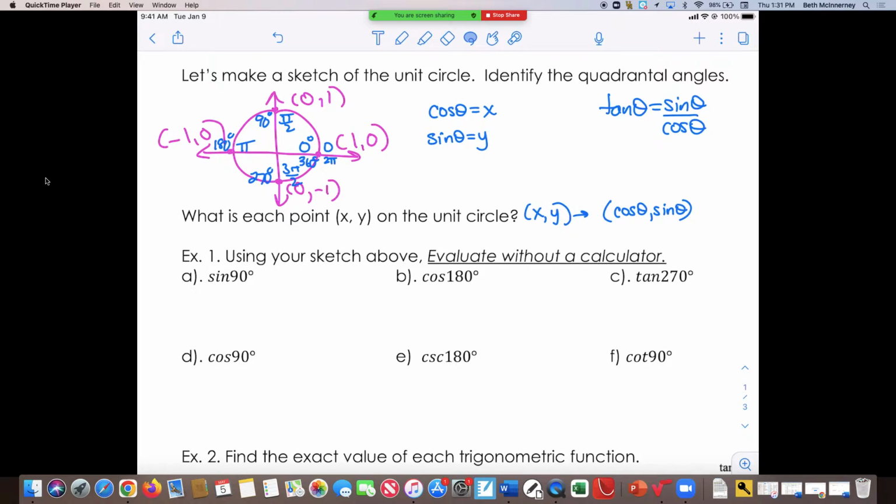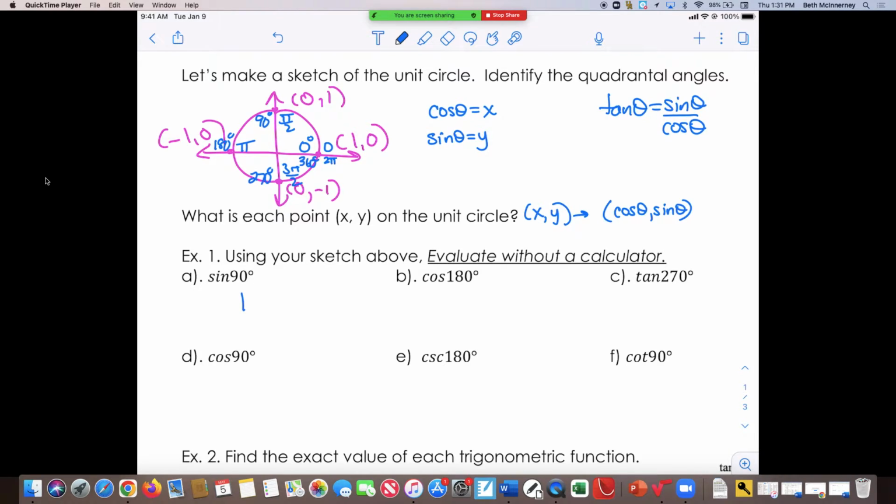So now, I'm going to do letter A, and then I'm going to pause and let you try B through F. It says, using this sketch above, evaluate without using a calculator. So if I want to find the sine of 90 degrees, I'm going to rotate to 90 degrees, and then look at the coordinate points. Am I going to look at the x or the y value? The y value. So the sine of 90 degrees is 1.